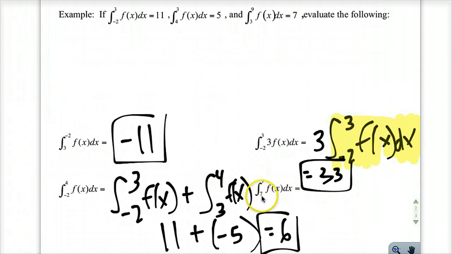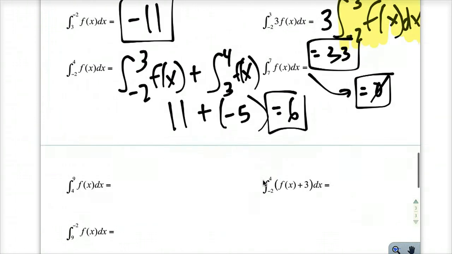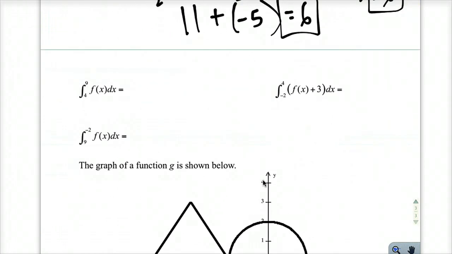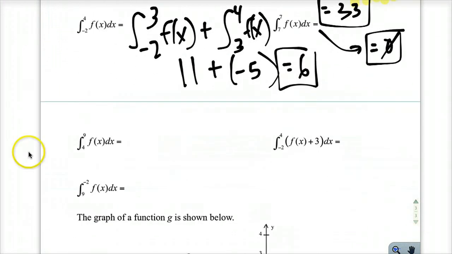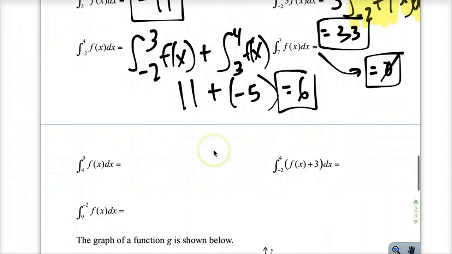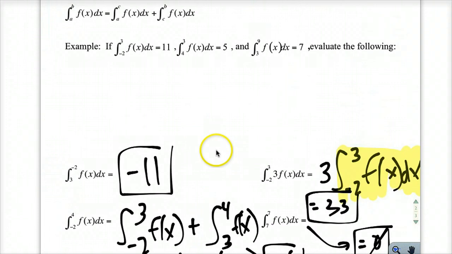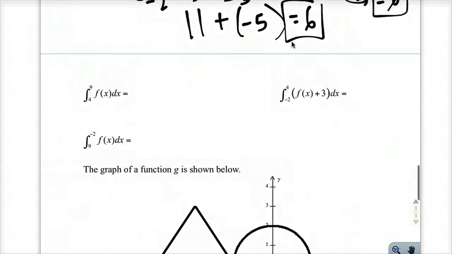For this problem, they want to know what 7 to 7 is. And again, any time the bounds are exactly the same, the answer is always going to be 0. And then there are some more. I guess we could do these. This one says 4 to 9. If I look up here, I don't have 4 to 9, but I do have 4 to 3 and 3 to 9. So if I add these two up to get 4 to 9, 5 plus 7, that one's going to be 12.